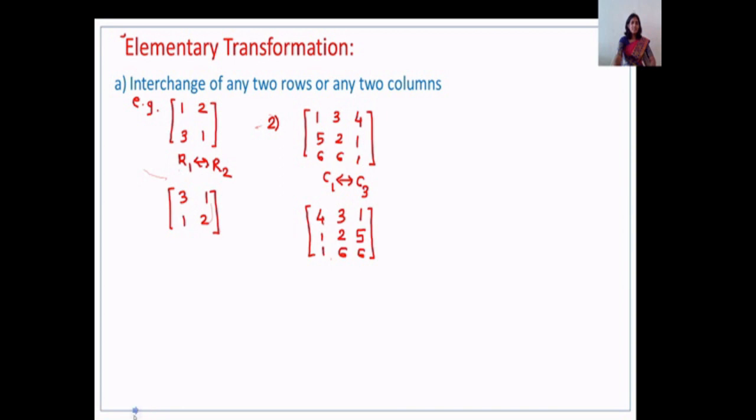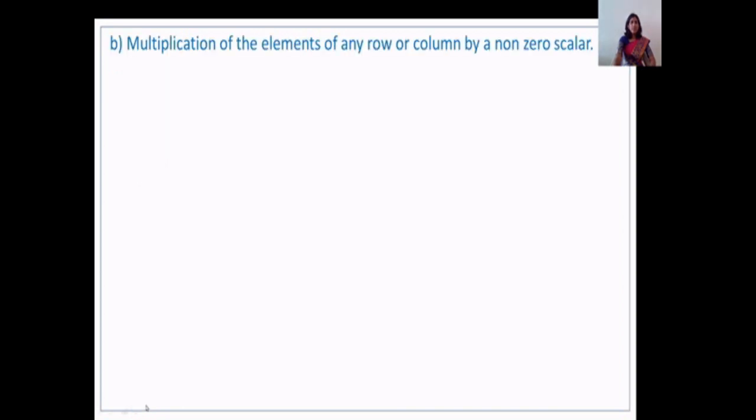Next slide is multiplication of the elements of any row or column by a non-zero scalar. Multiplication of the elements of any row or column by a non-zero scalar. So let's start with an example. Suppose the example is 1, 2, 4 and 5. Now we have to multiply R1 by 3.